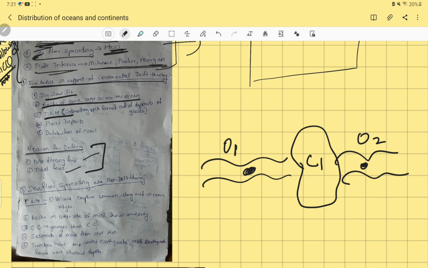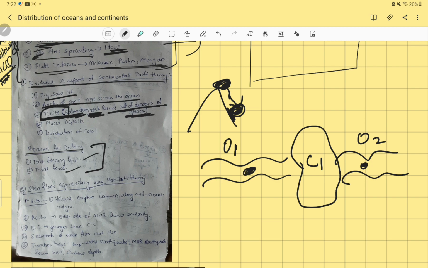What is tillite? Tillite is basically a rock. What kind of rock? Sedimentary rock. We'll study sedimentary rock and other types of rocks in our next chapter. Just know that tillite is a rock. It is formed by deposits of glacier. Say there is a mountain and there is ice. When the ice moves down, it will form deposits, right? So tillite is a rock formed out of deposits of glacier.